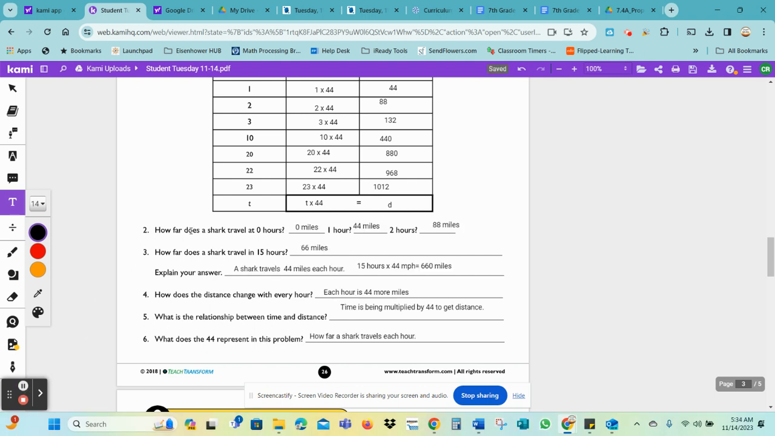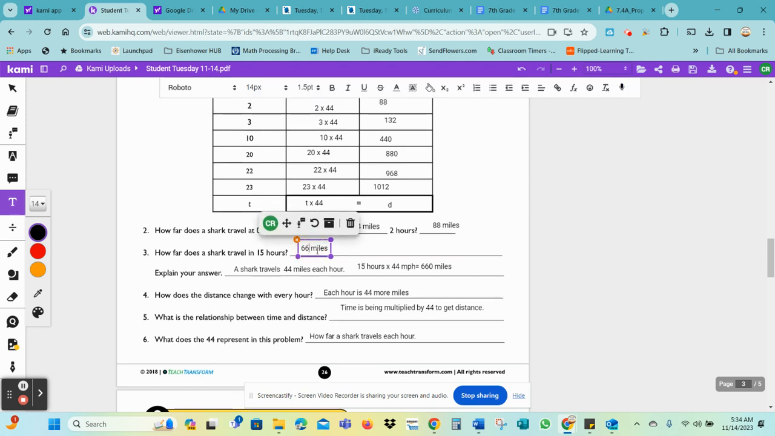So here's what we have for 2. A shark travels at 0 hours, 0 miles. In 1 hour, 44 miles, and you can see this on my chart right here. In 2 hours, 88 miles. How far does a shark travel in 15 hours? Okay, well, I just multiply 15 times 44, and I've got 660 miles. And we'll put this right there.